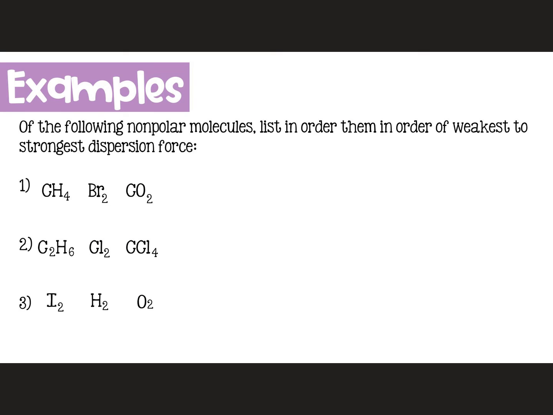Let's try applying what we know. Of the following nonpolar molecules, list in order of weakest to strongest dispersion force. Now, CH4 has a bunch of different atoms. It has 5. But notice how the atoms on the outside are all hydrogen. And hydrogen only has 2 electrons that are between it and carbon. So they're kind of protected, which means CH4 is going to be very weak dispersion force because there's not a lot of movement that can occur in the electron cloud.